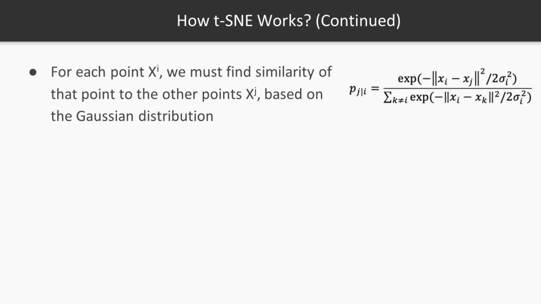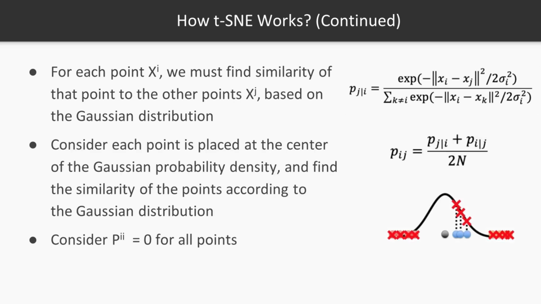For each point x_i, we must find the similarity of that point to the other points x_j based on the Gaussian distribution. Consider each point placed at the center of the Gaussian probability density, and find the similarity of the points according to the Gaussian distribution. These formulas show the conditional probabilities, in which n is the number of samples. Then we put the probability values in the matrix.